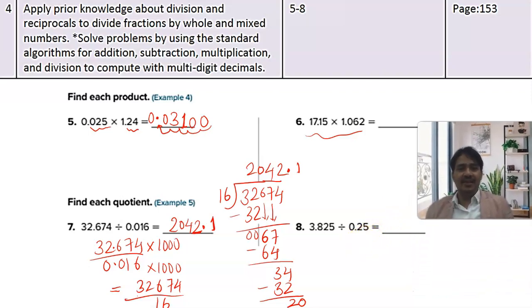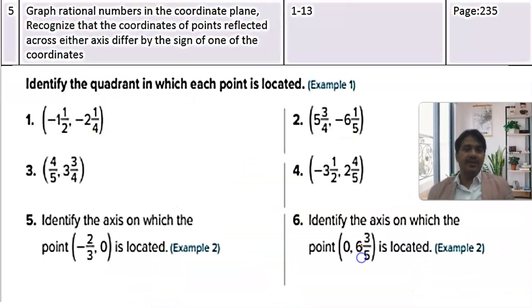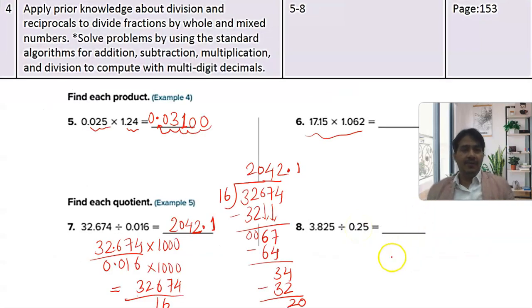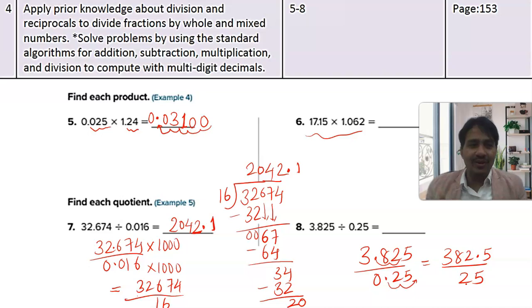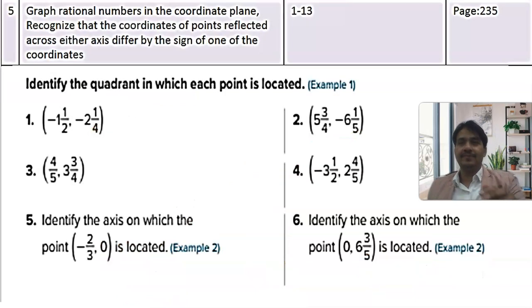Similarly, this is also division. Before dividing, what you can do is you can remove the decimal as much as possible. So move it 2 times, move this also 2 times. Yani multiplying by 100. So you can multiply by 100, and this becomes 382.5 divided by 25. And then you divide it like a long division and get the answer. I hope it's clear. Let's move on to the next one.